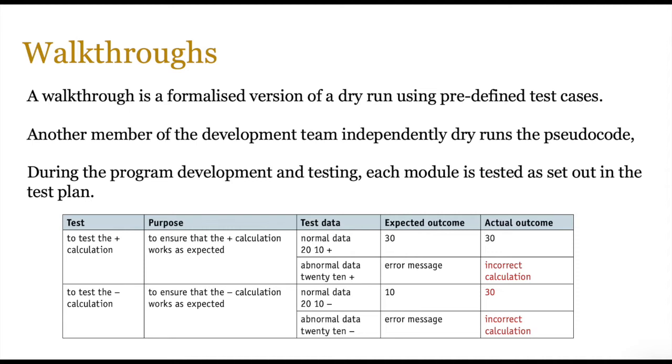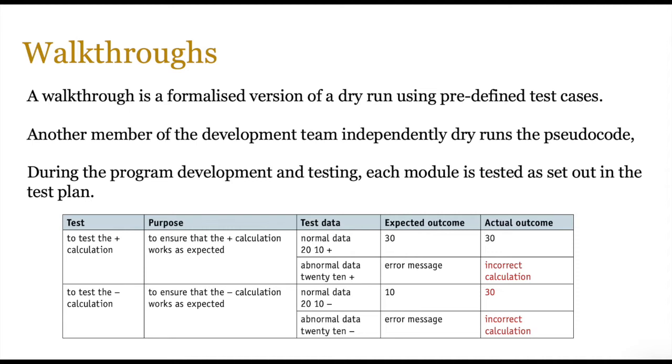Now we could use different types of test data. So we could say, well, we're going to use normal data, which is 20 and 10 and then plus, and then abnormal data where we're just going to have strings. So we expect 30 for the answer to the normal data, and for the abnormal data, the expectation is that there would be an error message.